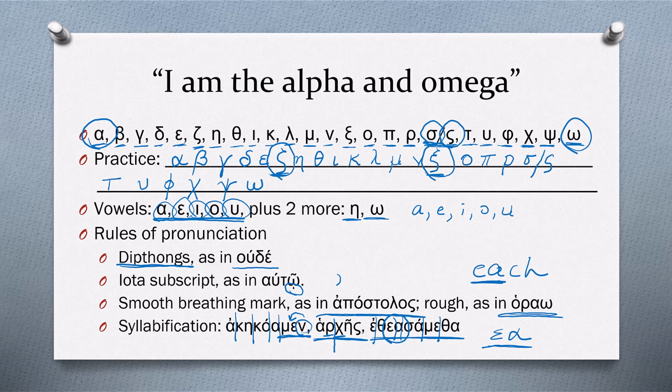So the idea of this video is just to introduce the alphabet and some characteristics of pronunciation. Perhaps something that will be really helpful is just to listen to a native Greek speaker read through Revelation chapter 1, verse 8, where Jesus says, "I'm the Alpha and the Omega." And since there's some really good examples of how the alphabet works in the following verse, in verse 9, we're going to listen to both. But we're going to start with verse 8.